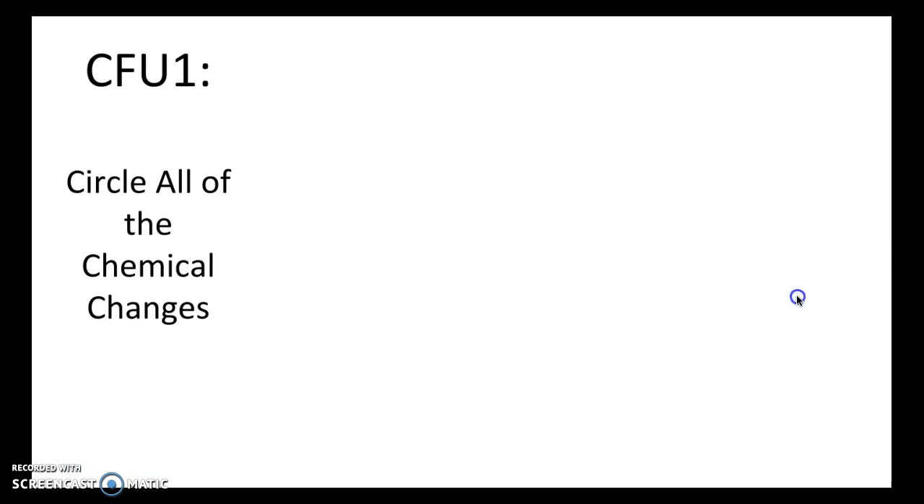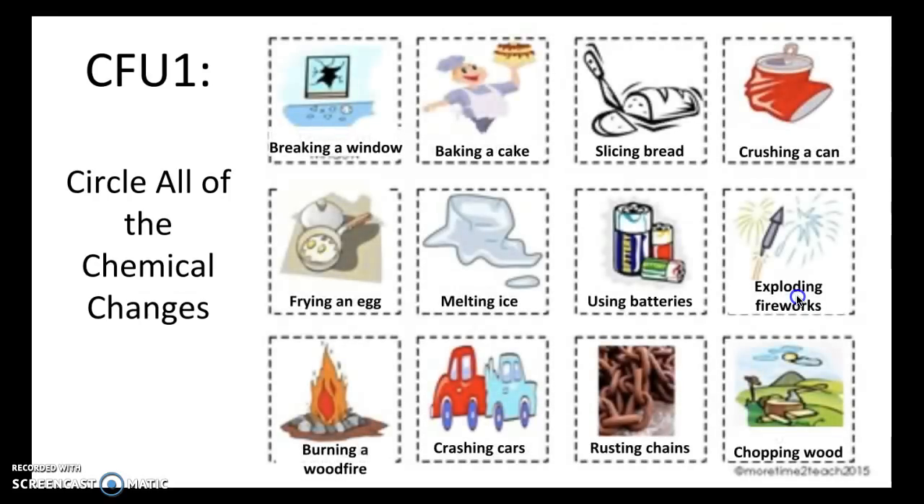All right, let's try our first CFU. What you're going to do for the CFU is circle all of the chemical changes. So here are these images and a description: breaking a window, baking a cake, slicing bread, crushing a can, etc. For all of these, you're going to take a look at them and then circle the ones that are a chemical change. If it's not a chemical change, then do not circle it. Pause the video now. When you press play again, the answer will be revealed.